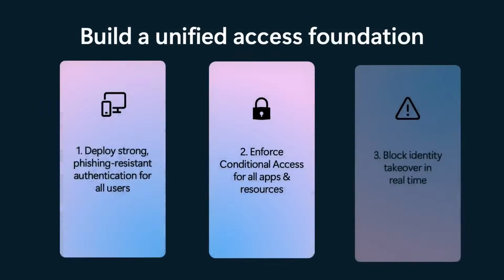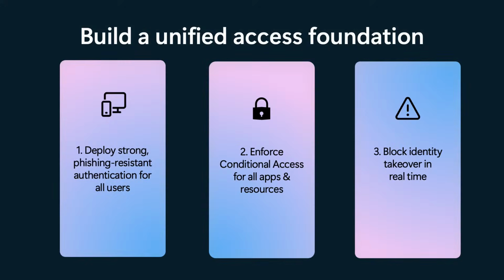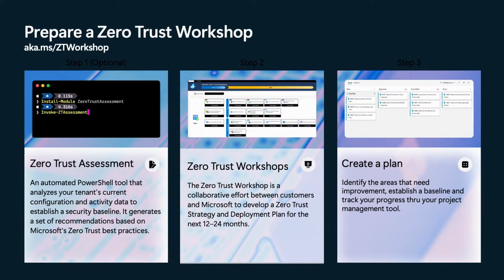And that completes our journey with taking these three foundational steps: deploying strong phishing-resistant authentication, enforcing conditional access across every app and resource, and blocking identity takeover in real time. And with those in place, the best way to take a next step is to prepare a zero trust workshop that helps you turn this foundation into a long-term roadmap. A zero trust strategy is only effective when it is backed by a clear plan, and a zero trust workshop is one of the fastest ways to build that.